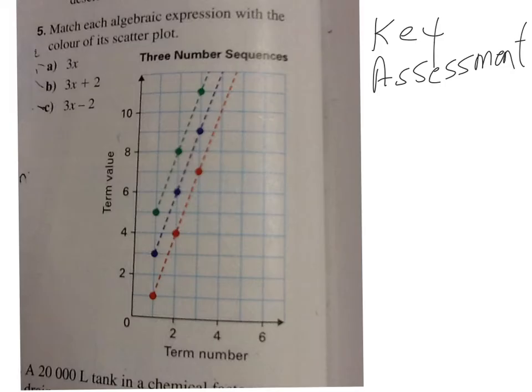All right, and this is your key assessment question. Again, it's very similar to the example that I gave you. Match the algebraic expression with the color of its scatter plot. So you're using the graph. Be sure to make a table of values for A, B, and C, and then find the ordered pairs from that, and see if you can match them up with the colors on the scatter plot.